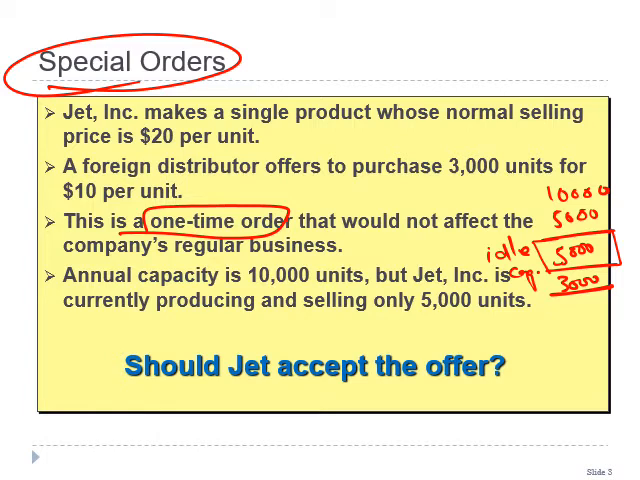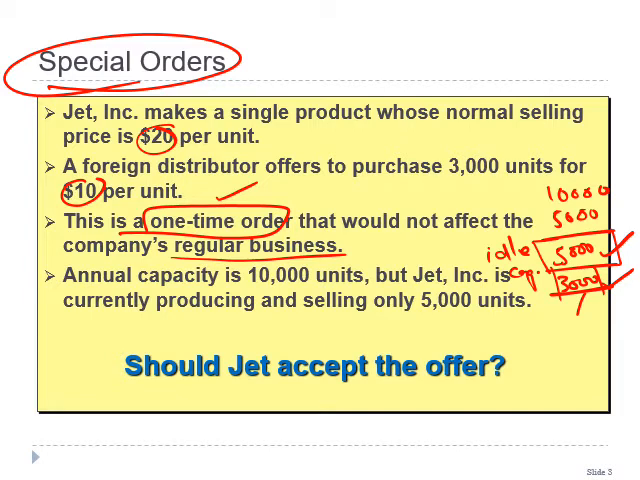For example, one client might say, I got $10 per unit and you got $20 per unit. So there is discriminatory pricing by Jet Incorporation, and there is going to be some kind of dispute, or Jet Incorporation ends up losing its clients or customers. So remember, a special order is one time and does not affect our company's regular business, right? In this situation, we have idle capacity, we have time, and we have the capacity to produce these special order units as well.